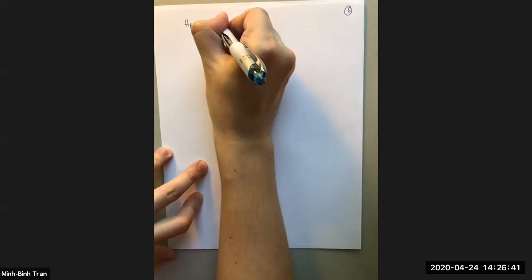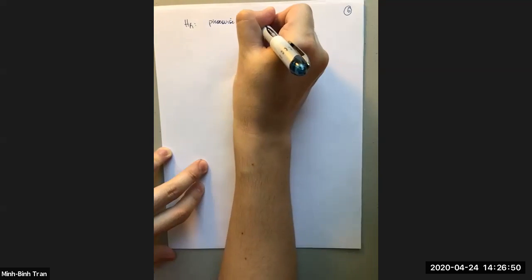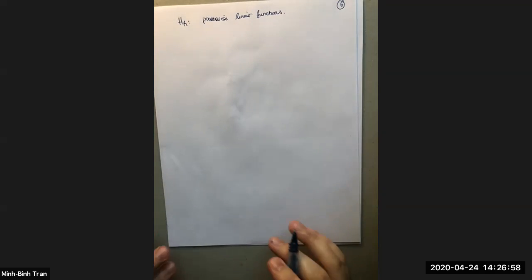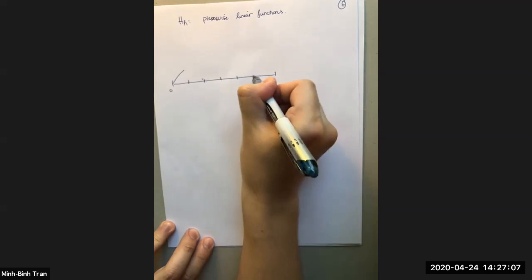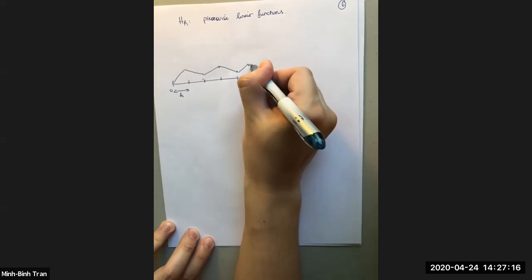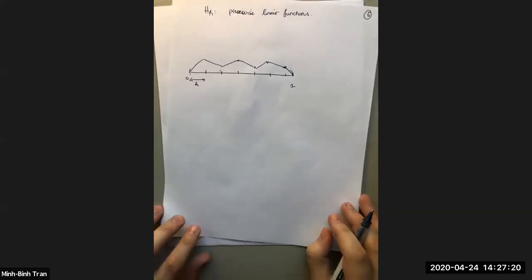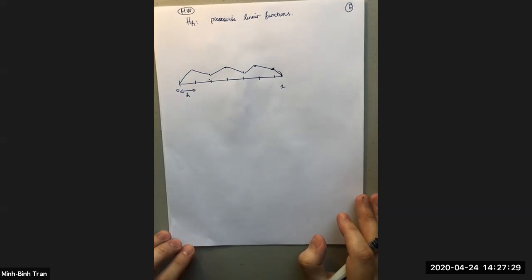In the previous class, I asked you to do a homework, which is due today. I have H_h, the space of piecewise linear functions on [0,1]. You divide the interval into subintervals of length h, and on each one the function is linear. So this is the space of the piecewise linear functions.